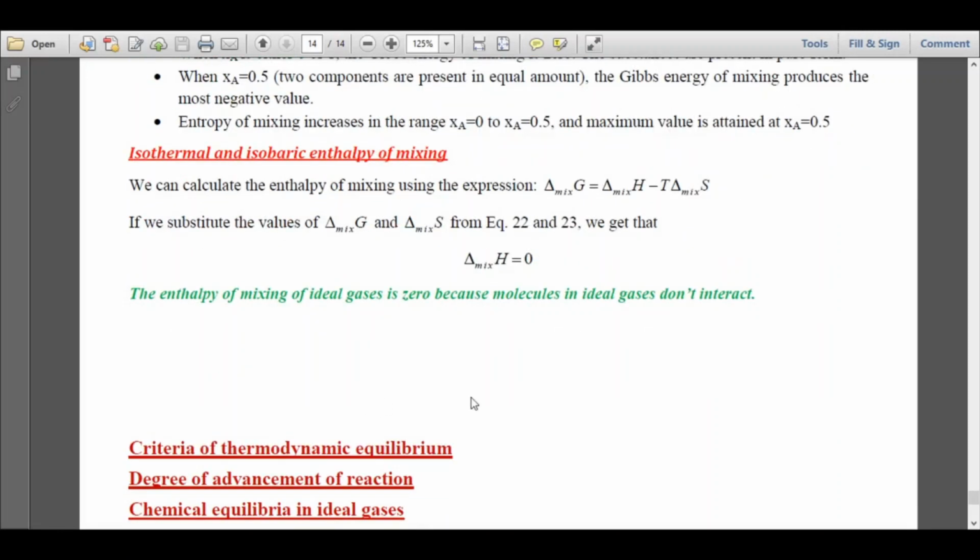So I'll stop here. Next class we will discuss criteria for thermodynamic equilibrium, degree of advancement of reaction, and chemical equilibrium in ideal gases.